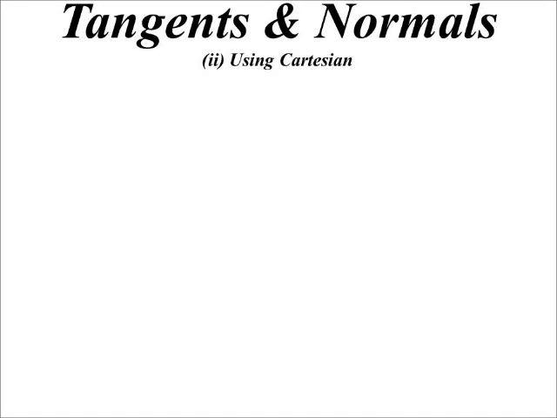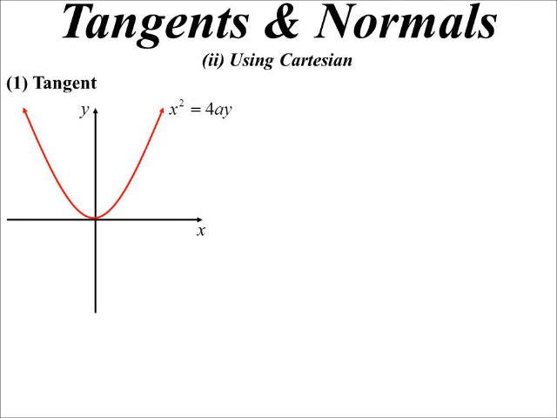So still looking at tangents and normals, but this time taking a Cartesian approach rather than using the parametrics. So the tangents, so once again, there's our parabola, x squared equals 4ay, but this time I'm just going to give the point an x value and a y value, so x1, y1 if you like. So there's our tangent.